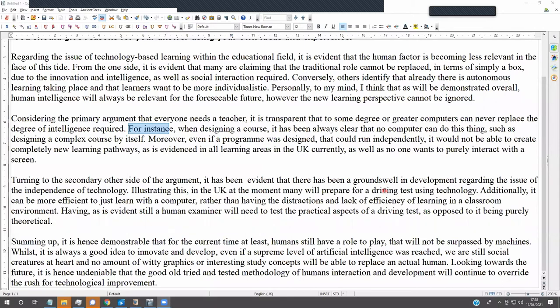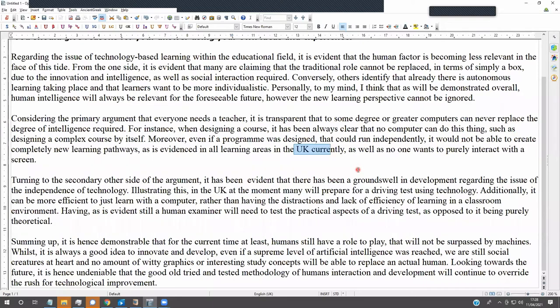Turning to the secondary other side of the argument, it has been evident that there has been a groundswell in development regarding the issue of the dependence on technology. Illustrating this in the UK at the moment, many will prepare for driving tests using technology. So I'm using real life examples here rather than speaking too theoretically.